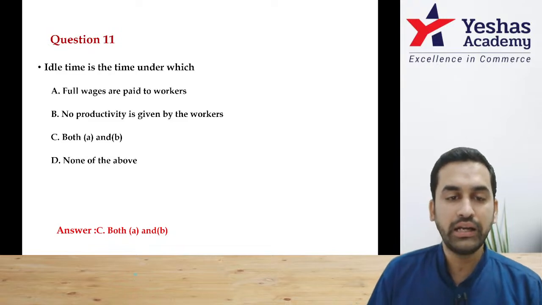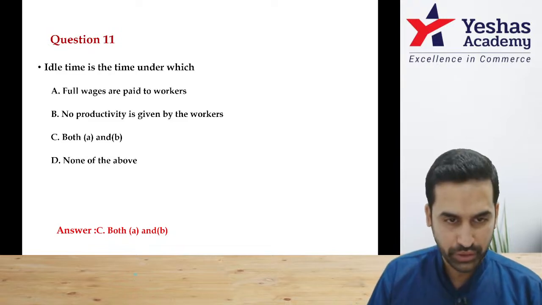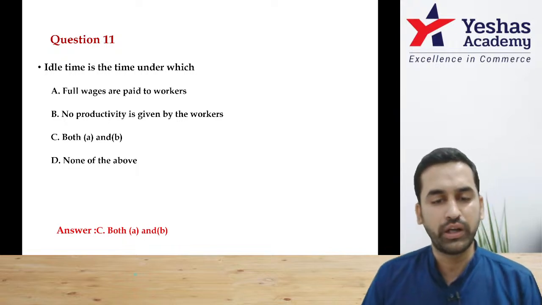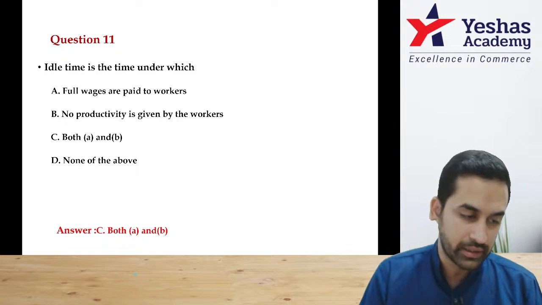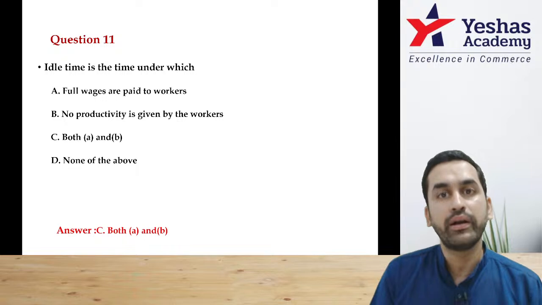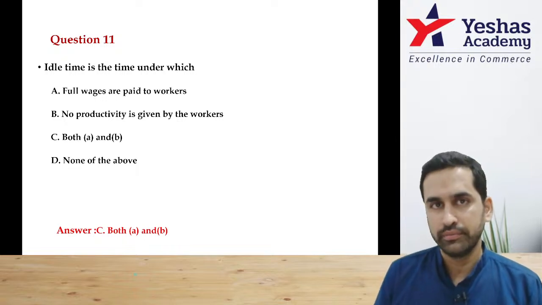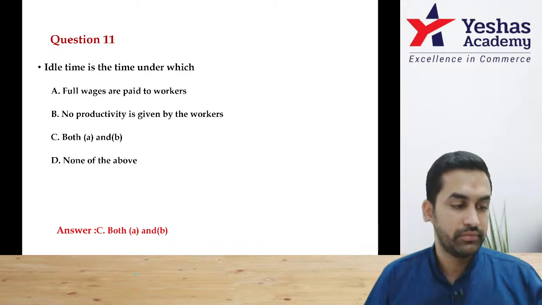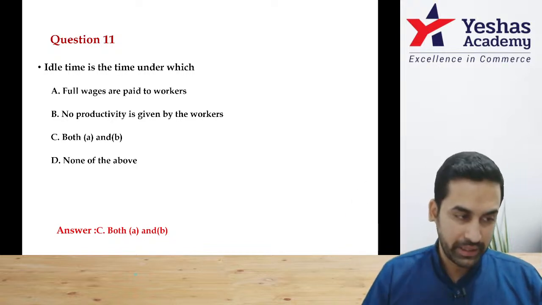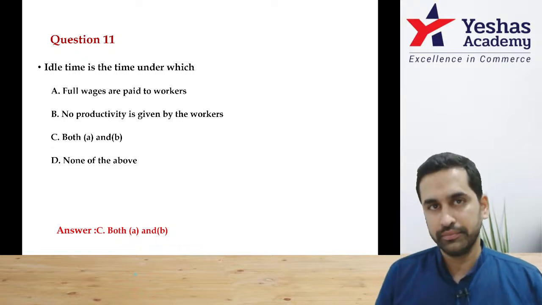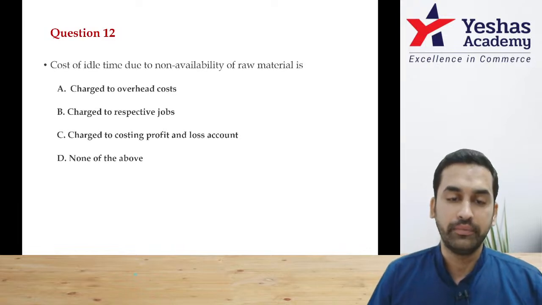Question number 11. Idle time is the time under which option A, wages are paid. Correct. Option B, no production is done. Both are correct. Understand, in idle time, wages should be paid, but work is not done. Idle time can be normal, abnormal. That's all second story. That's all later. But fundamentally, what is the meaning of idle time? I pay salary, but work is not done. Correct, sir. Next question number 12.